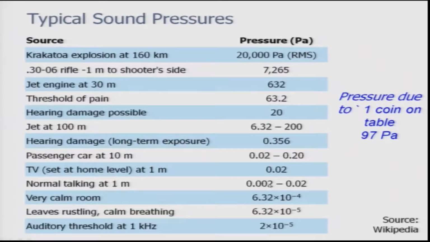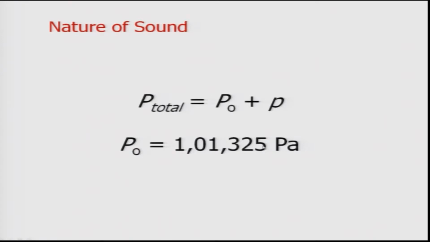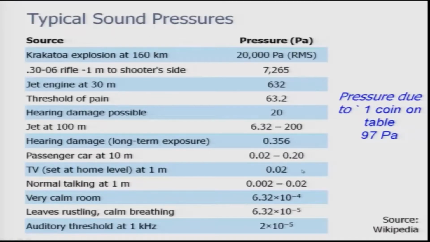In a room, if there is a person sitting next to you 1 meter away and this person is speaking, typically the pressure fluctuations associated with his or her speaking lie between 2 millipascals to 20 millipascals. So, again these are very small numbers. If you have a TV running at a normal level, maybe 1 meter away, it generates pressure fluctuations of 20 millipascals or 0.02 pascals. Again you should remember what is the value of P naught? 101,325 pascals. If you take it in terms of percentage, this is extremely small.